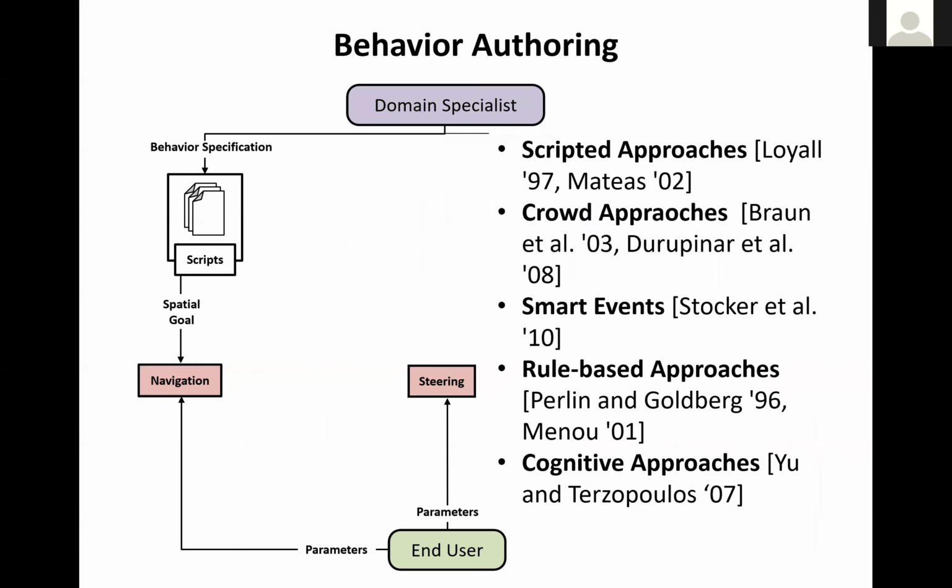Okay, let's keep going. So a lot of work again in behavior authoring. I won't go into too many details, right? So they range from using scripts to rule-based ideas to more deeper cognitively based approaches, where agents are literally modeled from the cognitive layer, and authoring entails specifying properties pertaining to cognition. So these are the kinds of different ideas that have been explored in this domain.